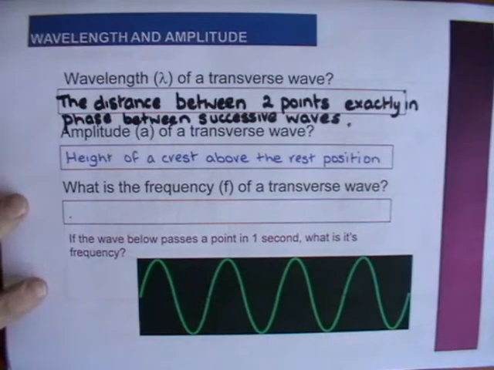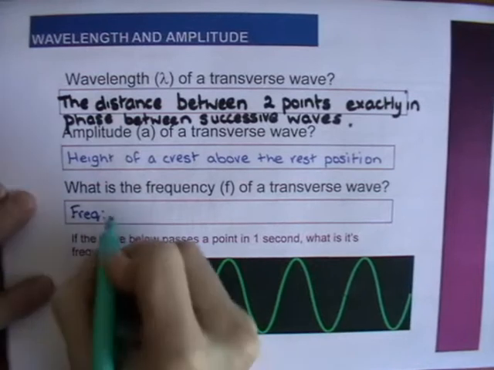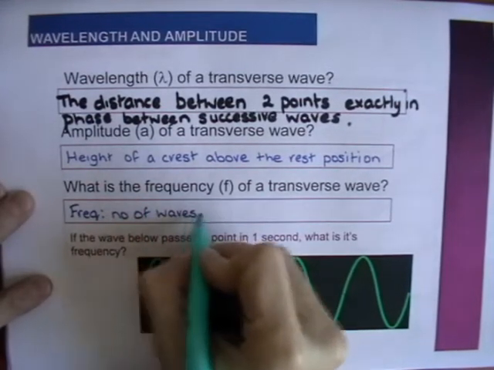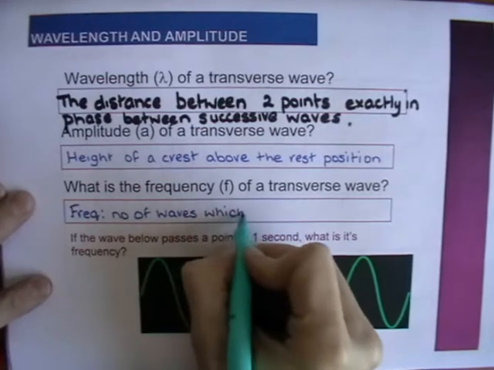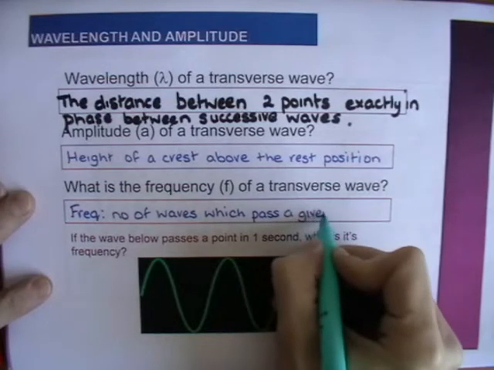What is the frequency of a transverse wave? That's another thing which is a property, and frequency is the number of waves which pass a given point in 1 second.